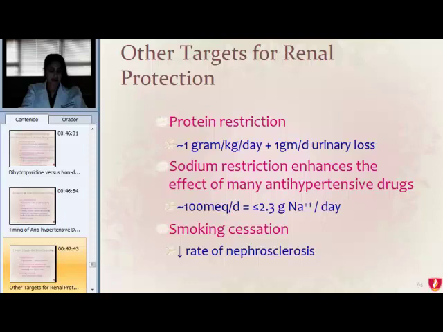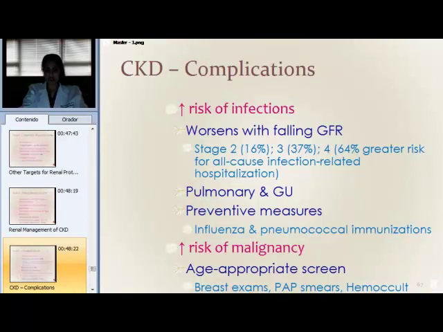Other factors that can be used for renal protection include protein restriction of 1 gram per kilo in pregnancy, of course adding 1 gram for every gram of urinary loss. And sodium restriction has been shown to enhance the efficacy of some antihypertensives in decreasing proteinuria, particularly NDCCBs like diltiazem. Smoking cessation should always be advised because that decreases nephrocalcinosis.